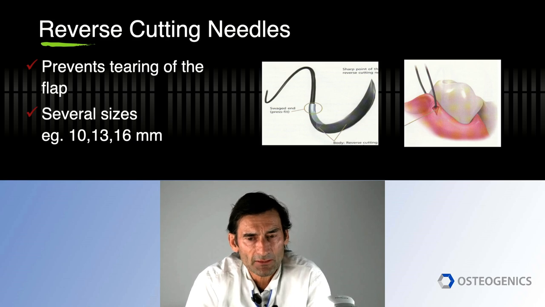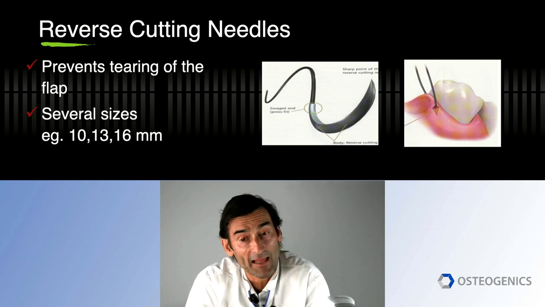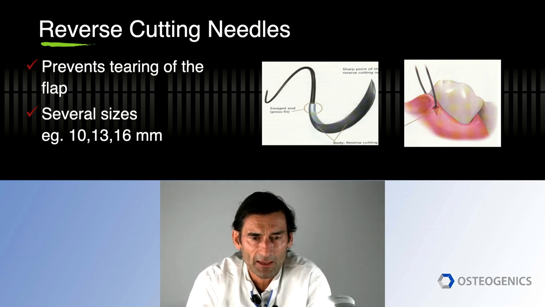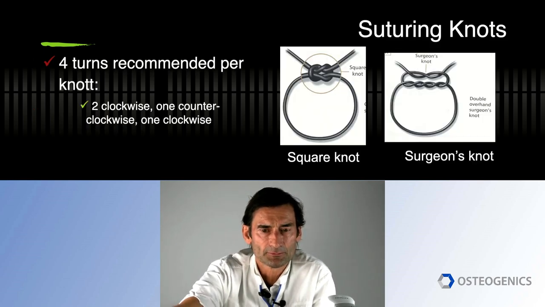This is a suture I talked about. You can have round needles, but usually round needles are not that effective when you're thinking about keratinized gingiva. So basically everything we use is reverse cutting. Reverse cutting is really the norm, and it prevents the tearing of the flap. And again, as I mentioned, you have these different sizes which can be attached to this.